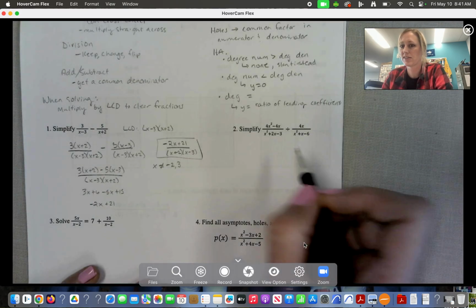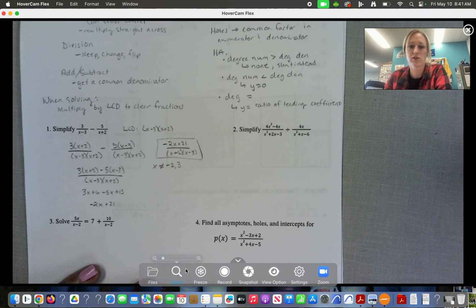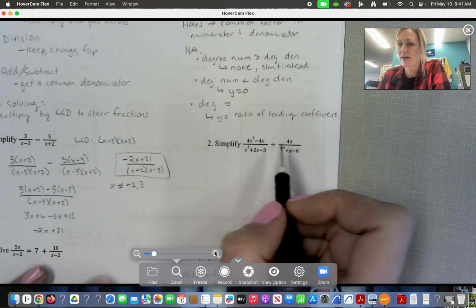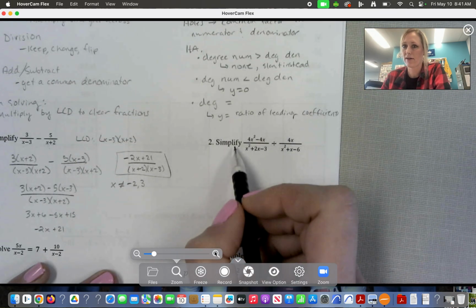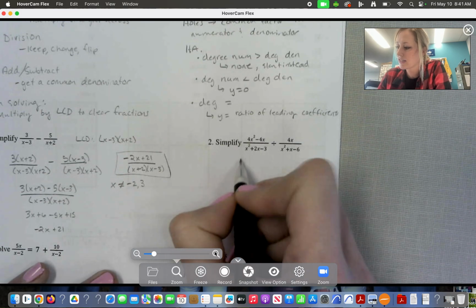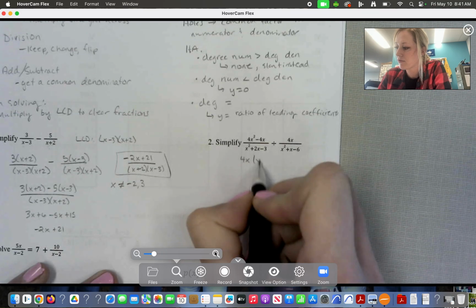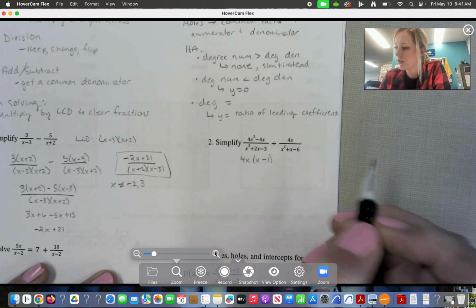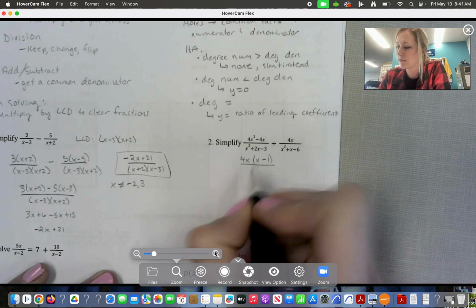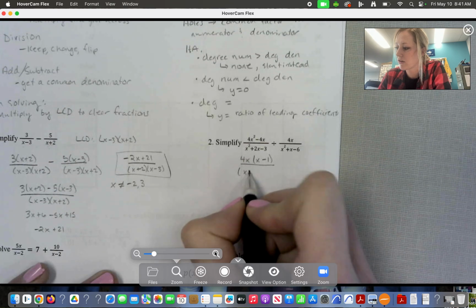Okay, second example. I want to factor this one first. And I'm going to zoom in just a little bit more. Okay, I want to factor this guy first. So here I have 4x that I could take out of the top. So I got 4x, and then I'd be left with x minus 1. Okay. On the bottom, numbers that multiply to be negative 3 that add to be 2 would be 3 and negative 1.